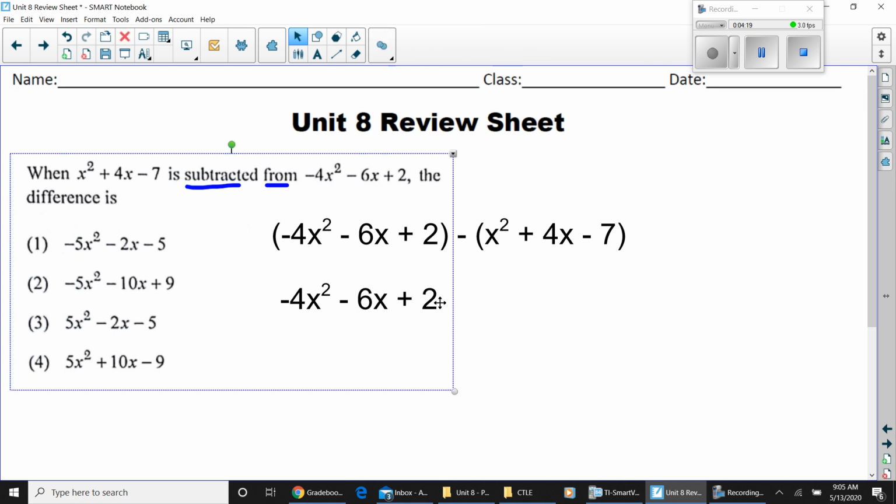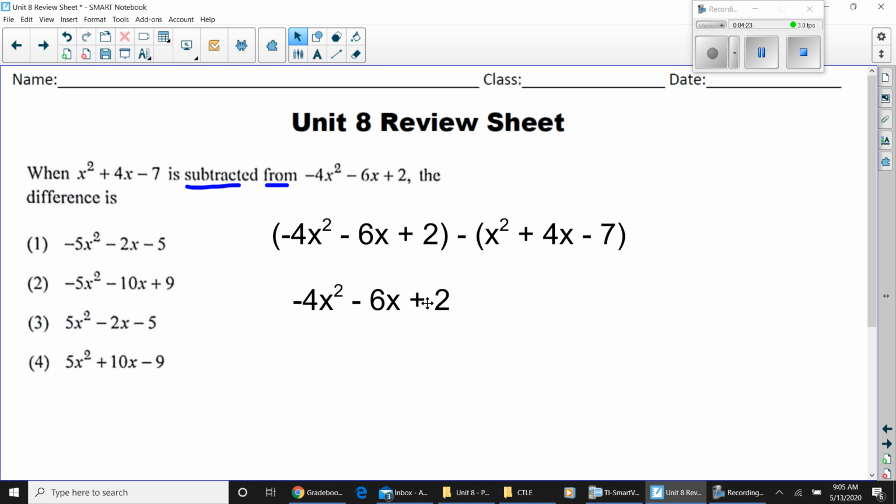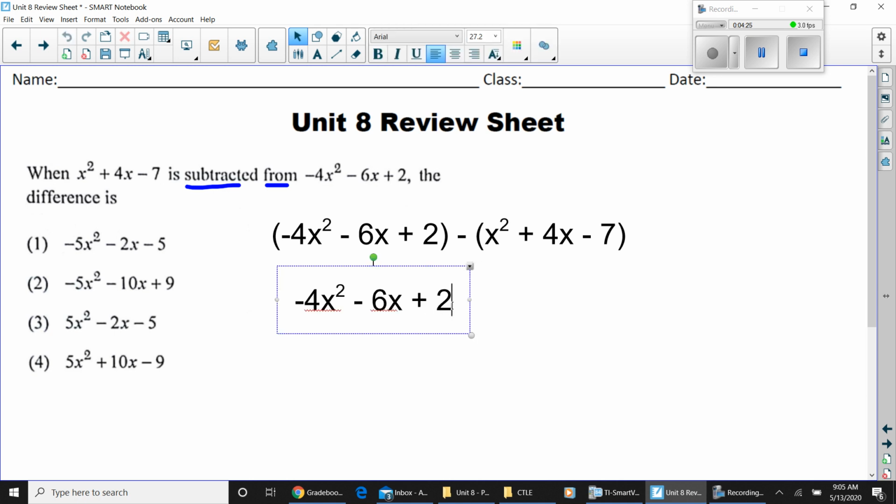But after that, that's when you do have to distribute. And what happens is that you're distributing this negative. When you distribute a negative, it's like distributing a negative 1. Negative 1 times x squared is negative x squared. Negative 1 times positive 4x is negative 4x. And negative times a negative would be a positive 7.